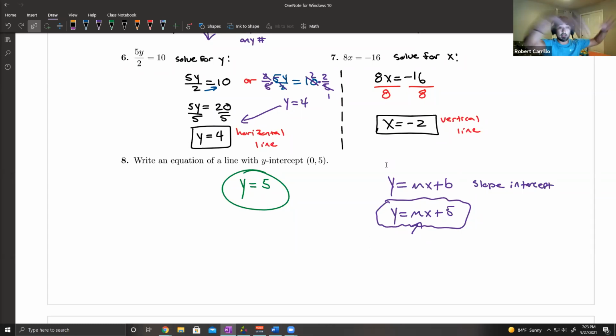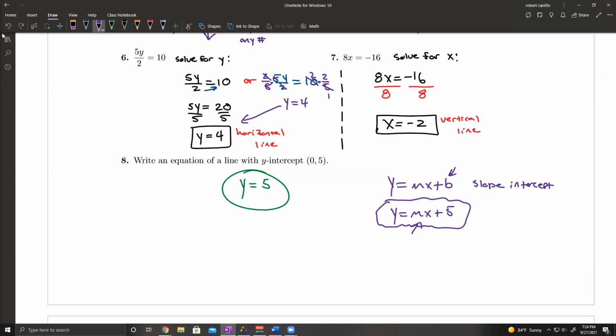this class. You may have seen it a long time ago, but number 8 said write an equation of a line with the y-intercept. Whenever you're given slope intercept form, b always represents the y-intercept. So all I did was plug in 5 for b. And for the mx, this is why I said the answers are infinitely many. You can choose whatever number you want for m, and your answer would still be correct. No matter what number you chose for m, that equation would still have a y-intercept of 5. I hope that makes more sense.